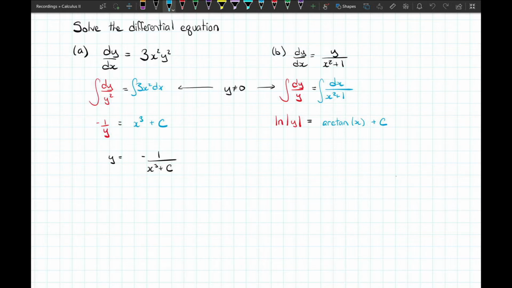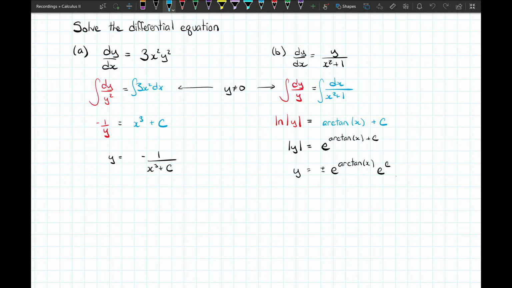Now we need to solve for y. Let's start by getting rid of the natural logarithmic function by writing this in exponential form. That gives us the absolute value of y equal to e to the power of arctangent x plus our arbitrary constant. Now, getting rid of the absolute value, we have to consider the expression on the right as either positive or negative. There is also another trick we can use here, and that is a property of exponents. e to the power of arctangent x plus c can be written as e to the power of arctangent x multiplied by an additional exponential function e to the power c.